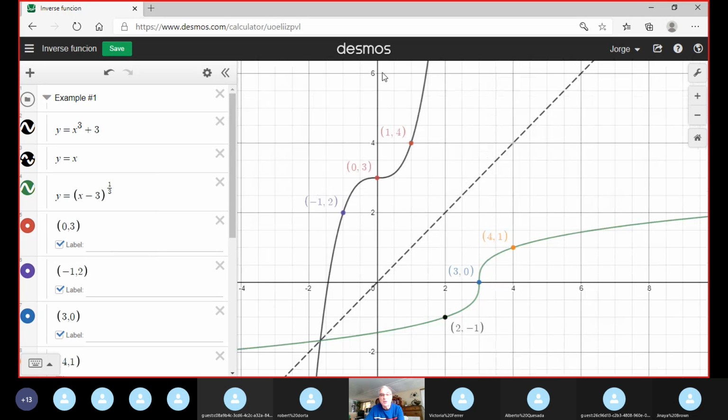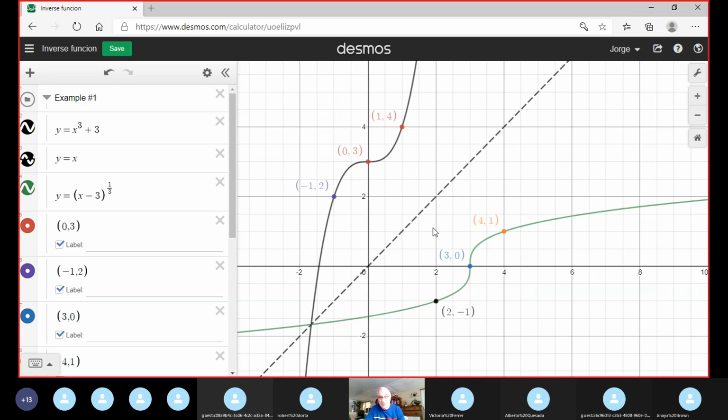Okay. So this is the original. This is the inverse. These are the famous points, (0, 3), (1, 4), (-1, 2). These are the corresponding points. Now you see it's perfectly symmetric. Now it's clear. And this line is not an asymptote, but a symmetry line, okay? It indicates the relationship between any function and its inverse. I put it in a dotted style in black color.